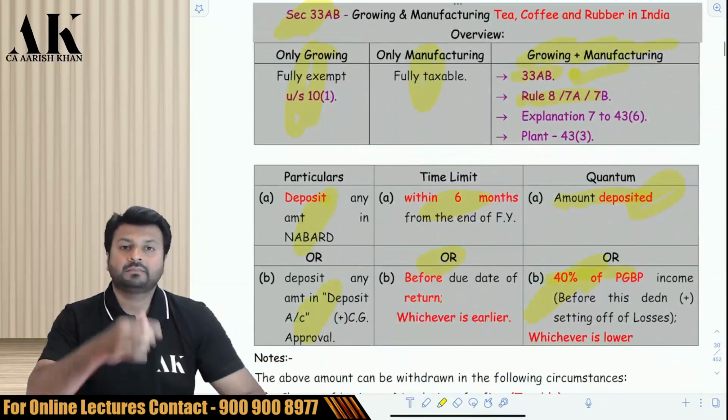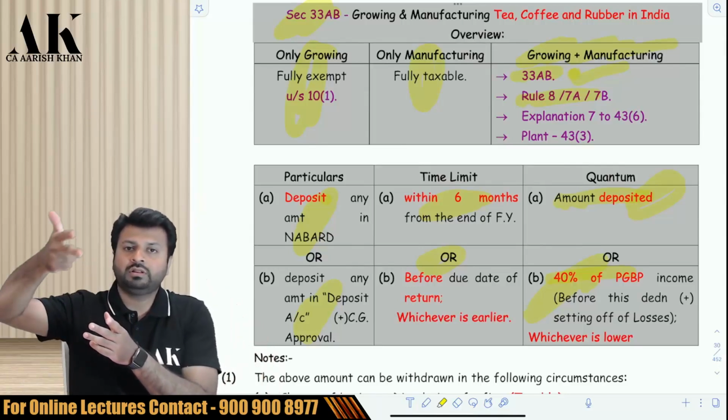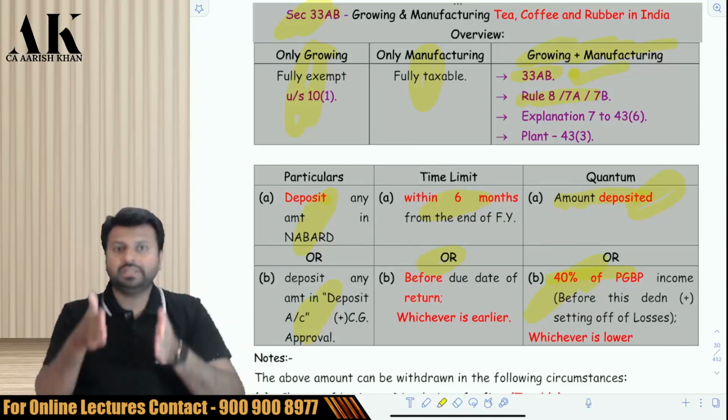It is tea. So how will you do the sum? Suppose there is a PGBP income given to you, brought forward loss given to you, amount deposited given to you. So what should be the order of the sum?